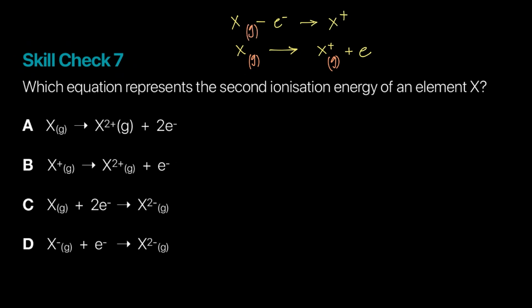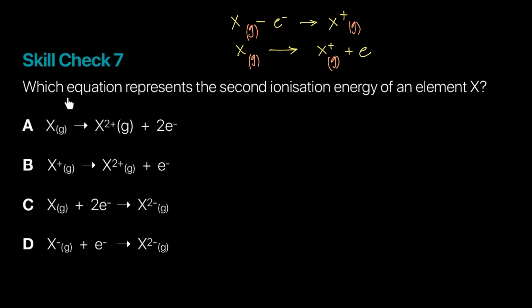In one case you can write losing electrons on the left hand side or losing electrons on the right hand side. It's the same. Plus electron on the right hand side is the same as minus electron on the left hand side. Both are equally correct equations. Both represent the first ionization energy of X.